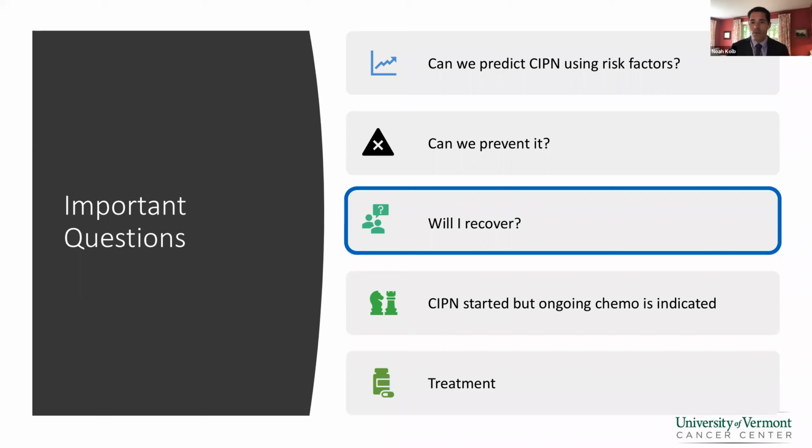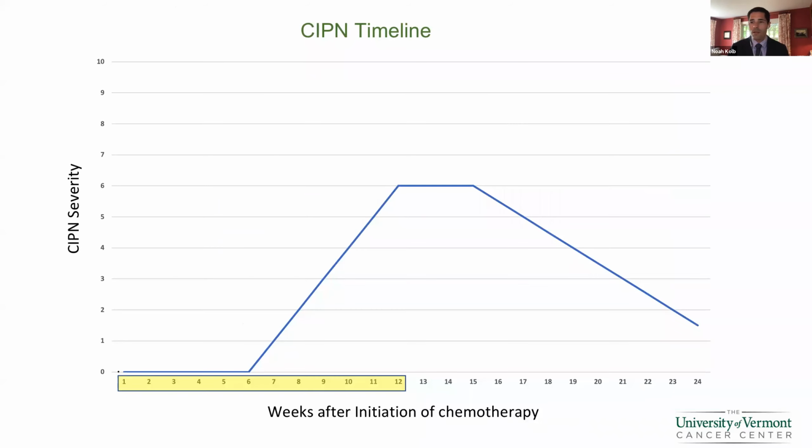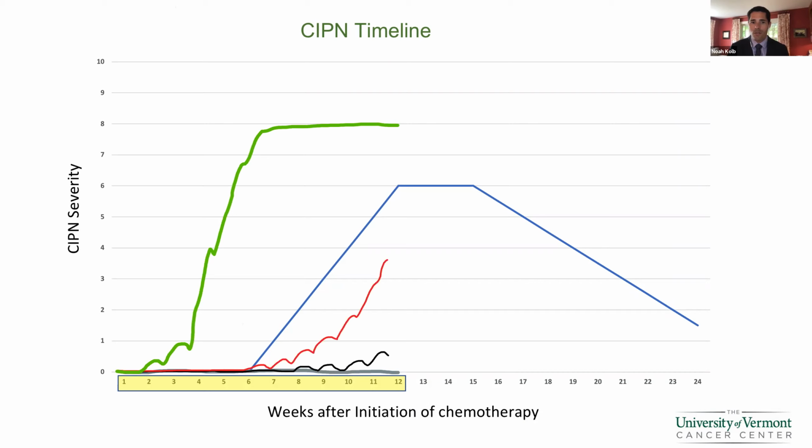I think the next important question is, will I recover? This is what patients want to know. So if we think about the time course, we talked about the different ways that chemotherapy-induced neuropathy develops. And one of the challenges when we're talking about it is that it can do a whole lot of different things after the chemotherapy stops.